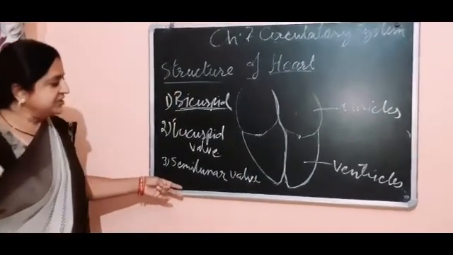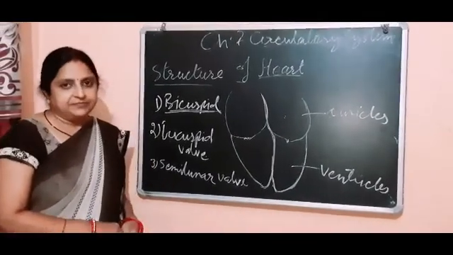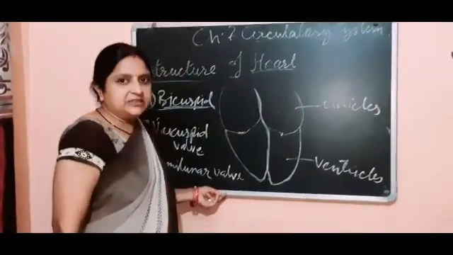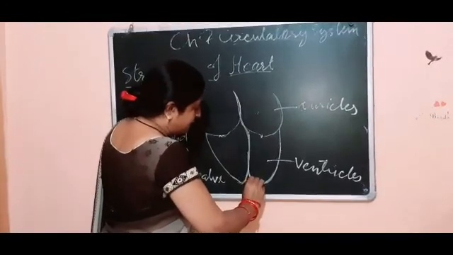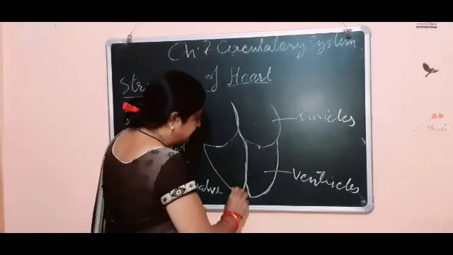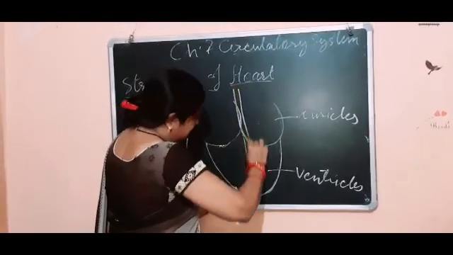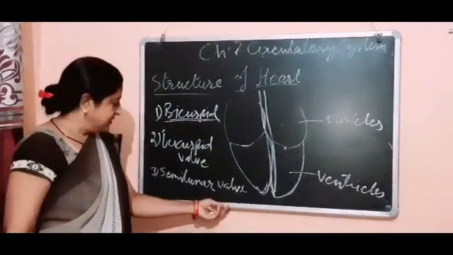This semilunar valve is present at the opening of the aorta. The aorta is the longest and largest artery, and it comes out from the left ventricle. This aorta is guarded by the semilunar valve.